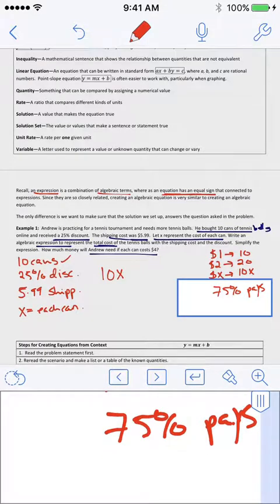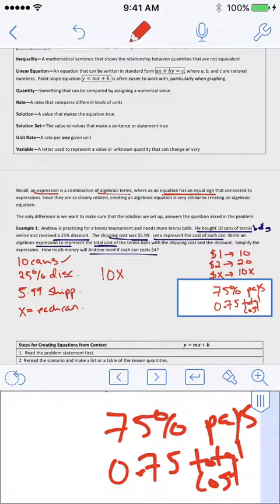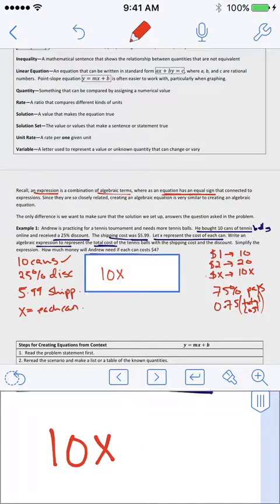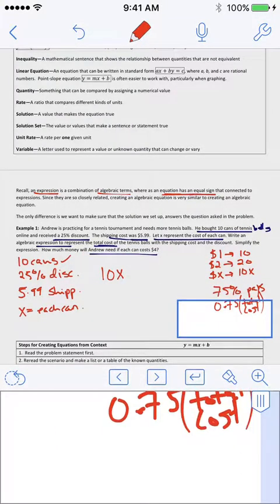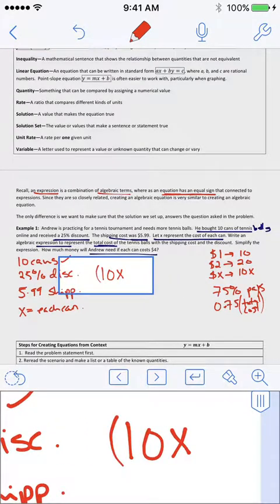How do we make that into something we can actually put in the equation? Well, we can't put it in as a percent. Got to put it in as a decimal. So move 2 decimals over. 0.75 times the total cost, right? So they're going to take that total cost and they're going to times it by 75%, so that's all he pays. Cool. Now our total cost was 10x, right? That was our total cost. So we're now going to take this and we're going to multiply it by 0.75.